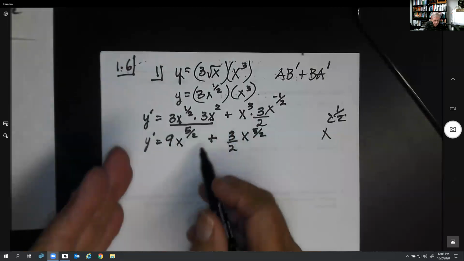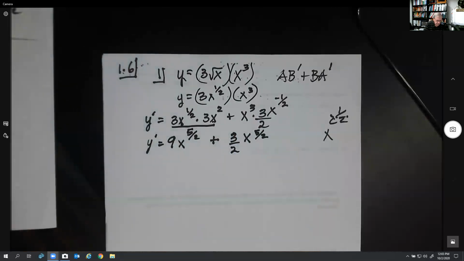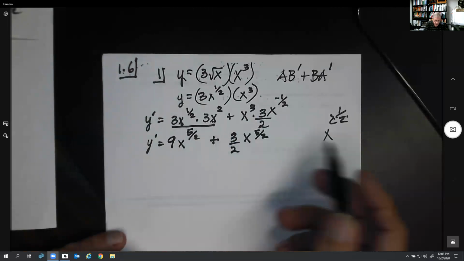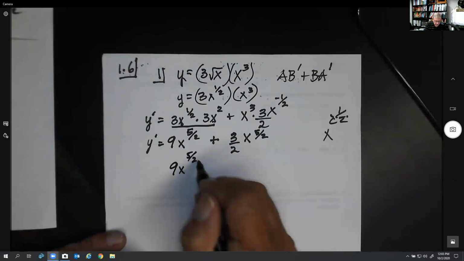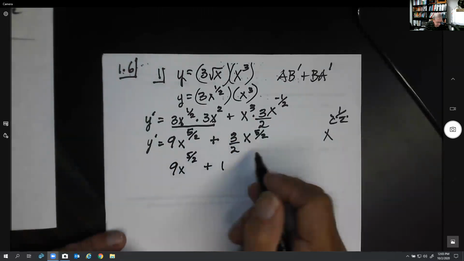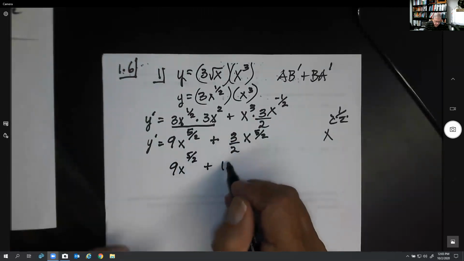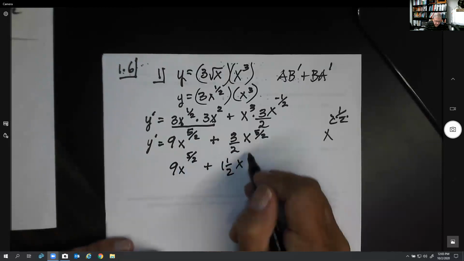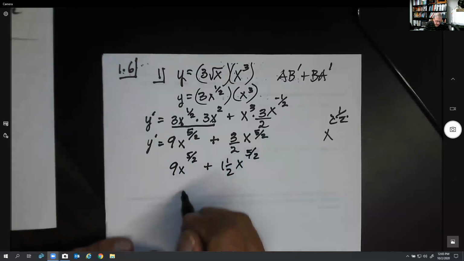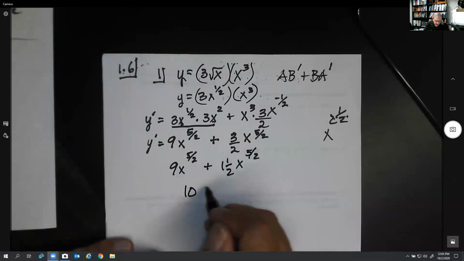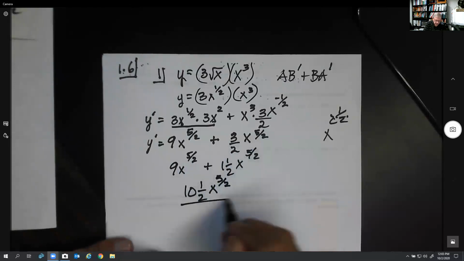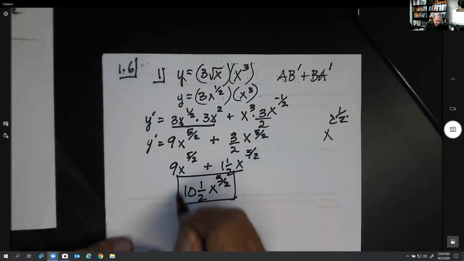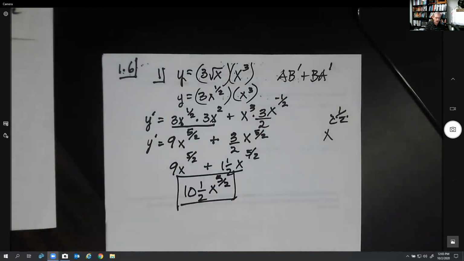So now both of these are like terms. And we have 9 plus 3/2, or we could say this is 9x to the 5/2 plus 1.5 x to the 5/2. You could do it that way, I guess. That's 10.5 x to the 5/2. You want to bring it down as far as you can go.